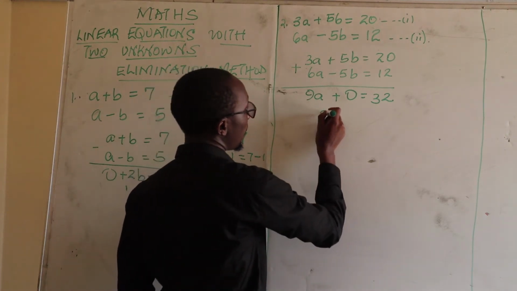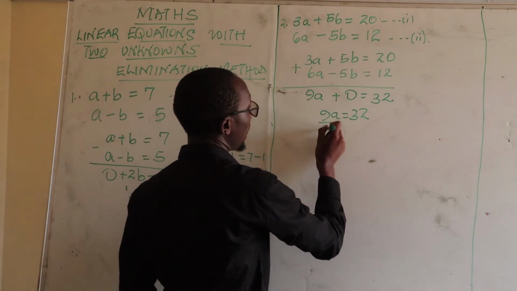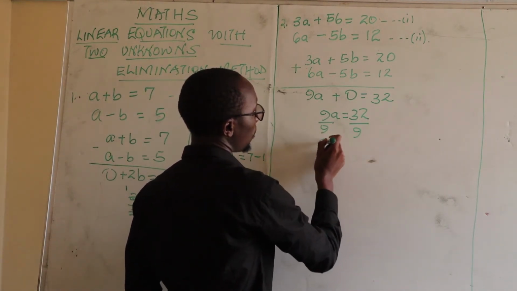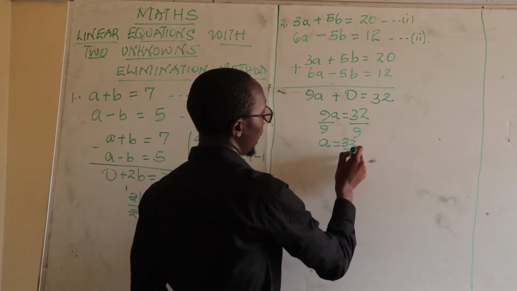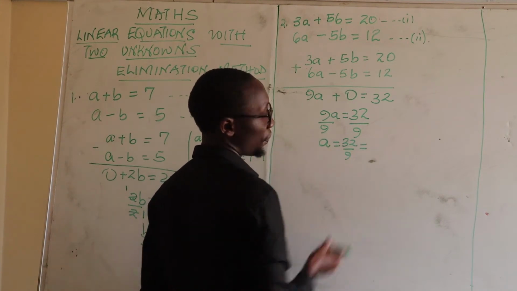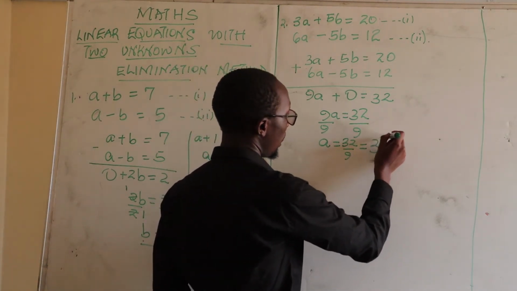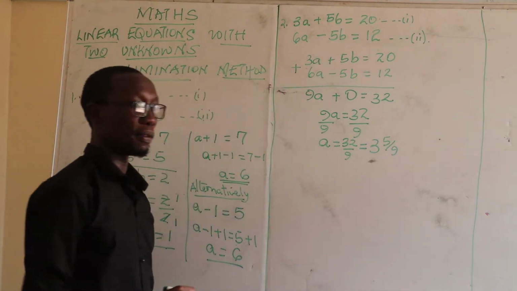So in that case, 9a will be equals to 32. And so now we can divide by 9, and we can also divide by 9 on the other side. So our a is going to be equals to 32 all over 9, which can also be equals to, as a mixed fraction, 3 wholes and 5 all over 9.